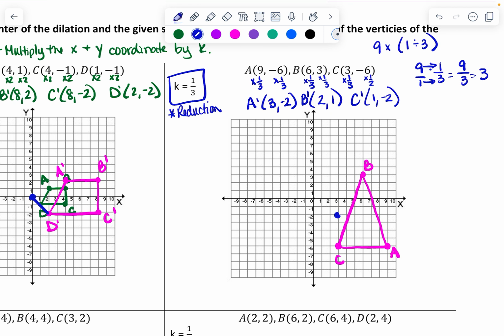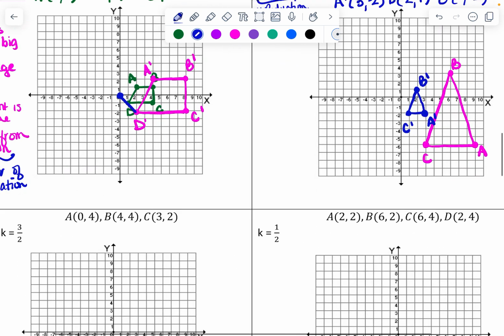So 3, negative 2. Here's our new A prime. Make sure you label that as prime. 2 comma 1, right 2 up 1, there is B prime, and C prime, 1, negative 2. Voila. So look at it, definitely got smaller. It also got closer to the origin because the distance from the points is going to also follow that scale factor. So B got 1/3 of the way from the origin. So it's getting closer where B prime is. Okay. All right.